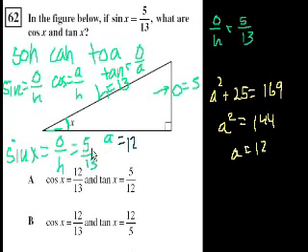We don't know that a is definitely equal to 12, but we know that the ratio of the opposite to adjacent is 5 to 12, because we just assumed that the opposite is 5. Anyway, they want to know what are cosine of x and tangent of x. So SOHCAHTOA. Cosine of x is equal to the adjacent over the hypotenuse. The adjacent is 12, hypotenuse is 13, so it's equal to 12 over 13. That's the cosine of x.